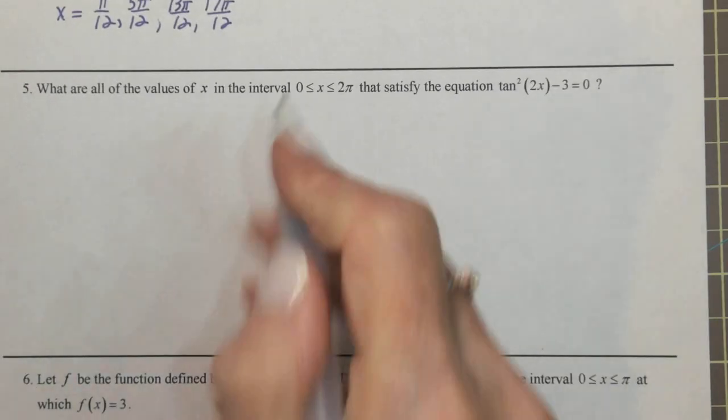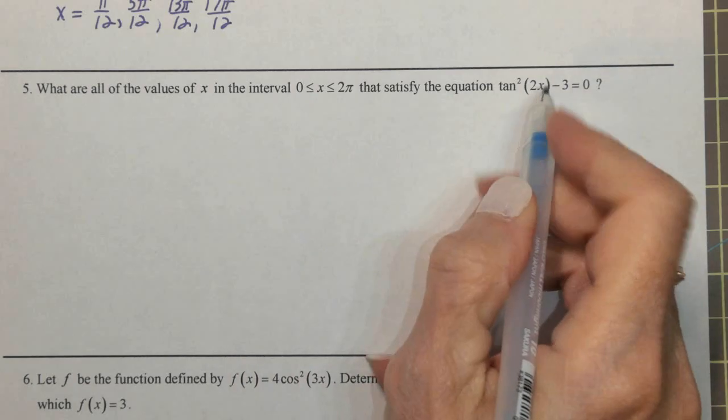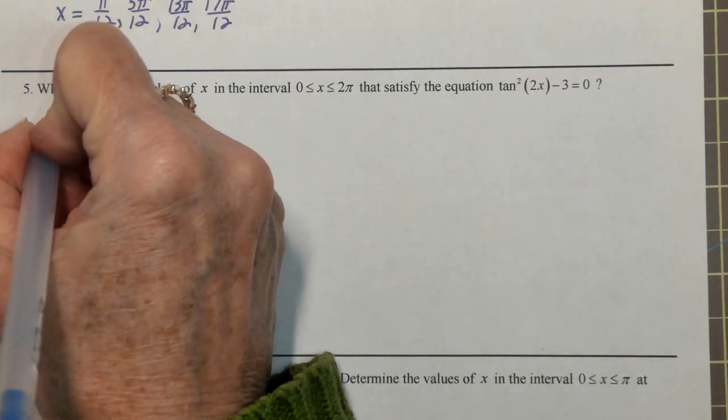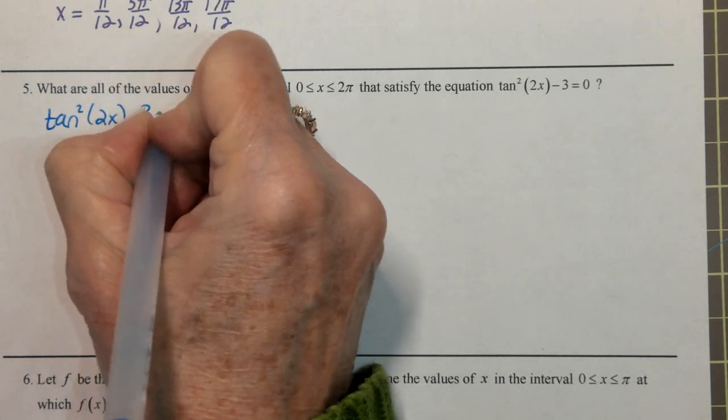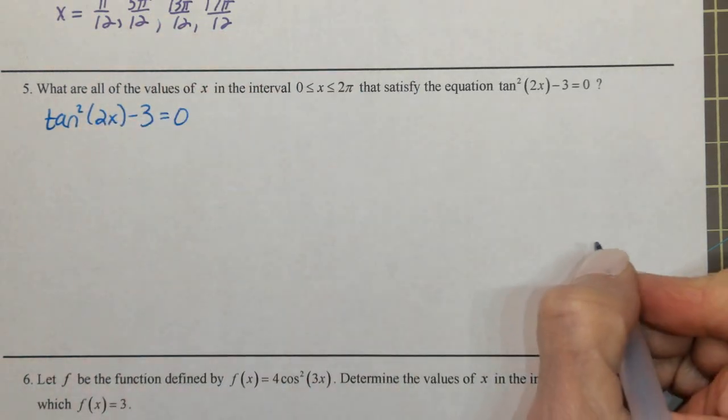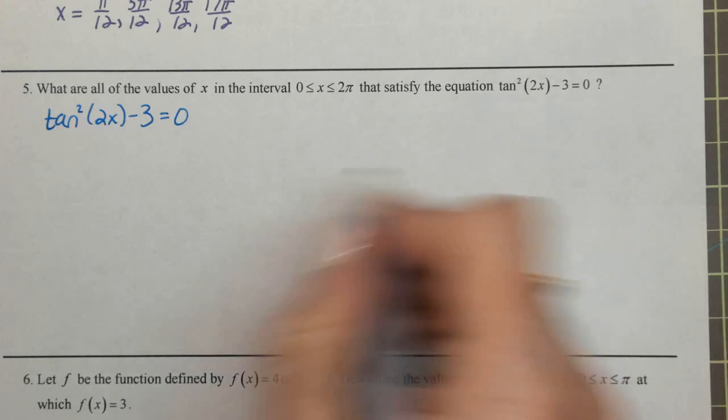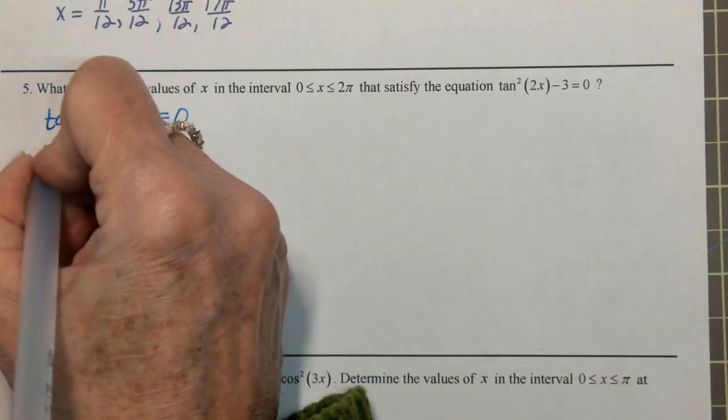All right, number 5. What are all the values of x between 0 and 2 pi that satisfy this equation? So we have tangent squared of 2x minus 3, and we need that to equal 0. Okay, I'm going to add 3 to the other side.